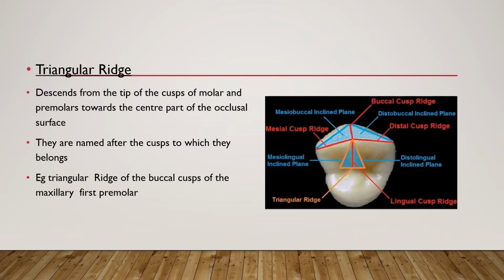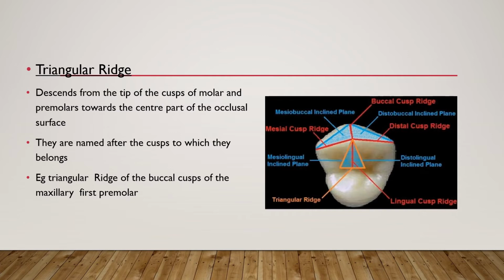Next comes another type of ridge known as triangular ridge. Triangular ridge descends from the tip of the cusp of molar and premolar towards the center part of the occlusal surface. So the triangular ridge is present in molars and premolars and it descends from the tip of the cusp towards the center part of the occlusal surface.